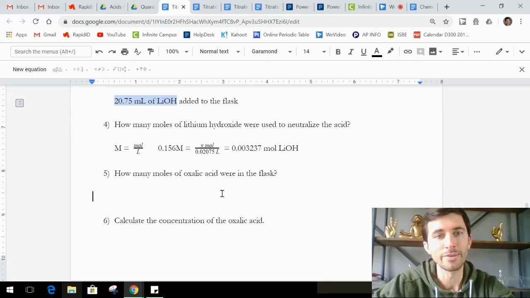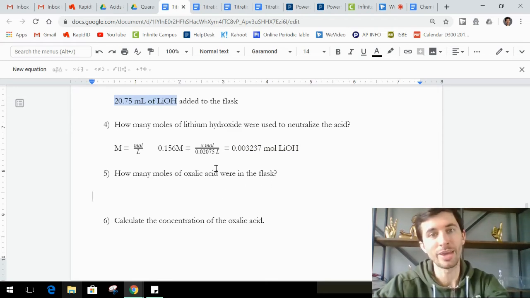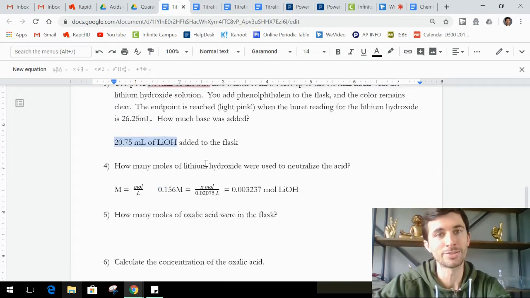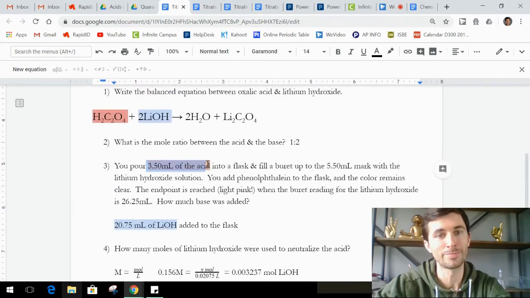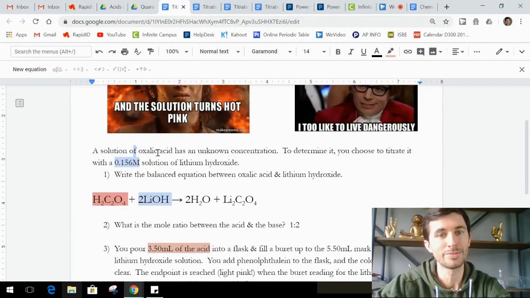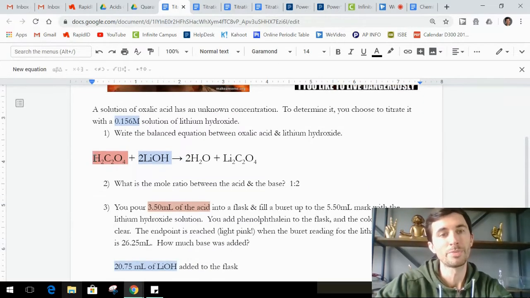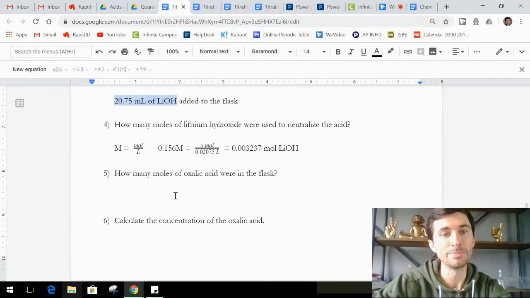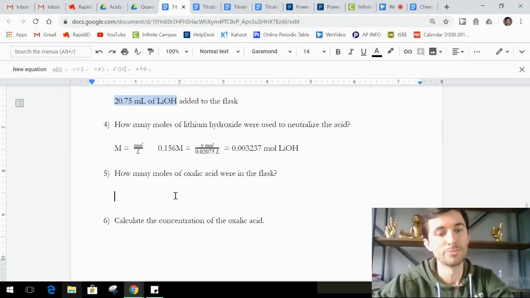So for number 5, how many moles of acid were in the flask? Now you might be thinking, okay, all you got to do is do the same thing. Use the molarity of the acid and the volume of the acid, and you're done. So you look up here and you have the volume of acid, but you don't have the molarity, because it has an unknown molarity. So this is where some people get lost, but that's why we need the balanced equation. Your balanced equation gives you the ratio between the acid and the base. So you have to do a very simple mole-to-mole conversion.